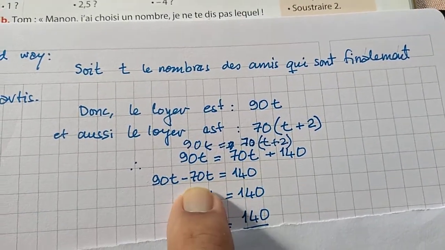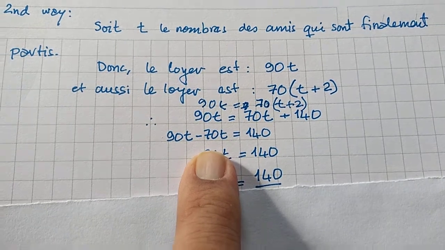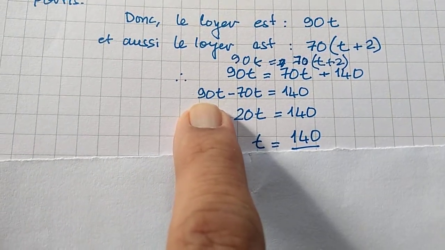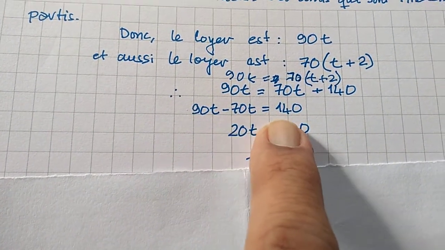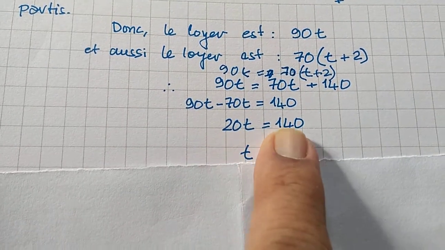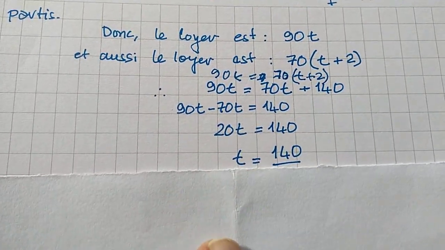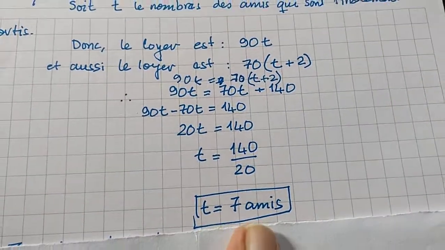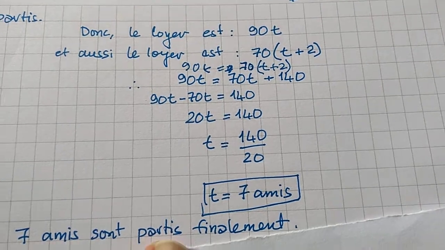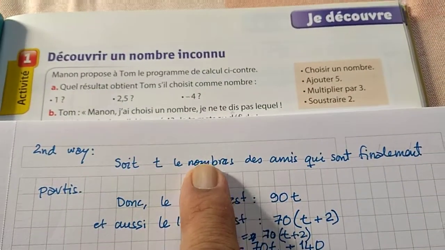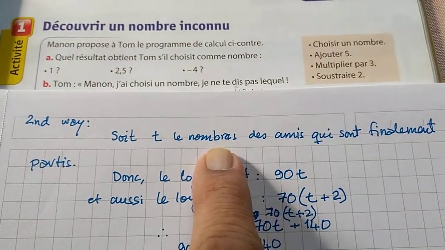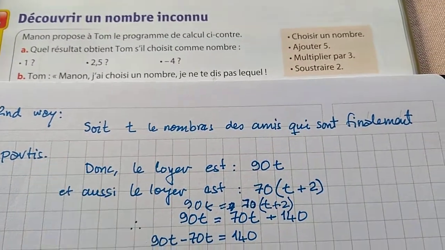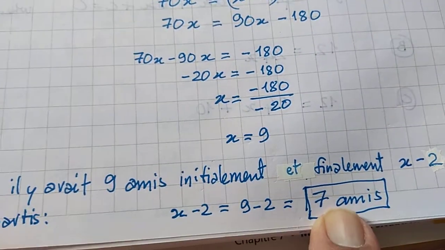I bring 70t to this side by subtracting 70t from both sides. I get 90t minus 70t is equal to 140. 20t is equal to 140. t is equal to 140 over 20. So t is equal to 7 amis. And this is the final answer. This is what we wanted. 7 amis "partis finalement", because we have defined t as the nombre des amis qui sont finalement partis. So here also you got seven friends, and here also you got seven friends.